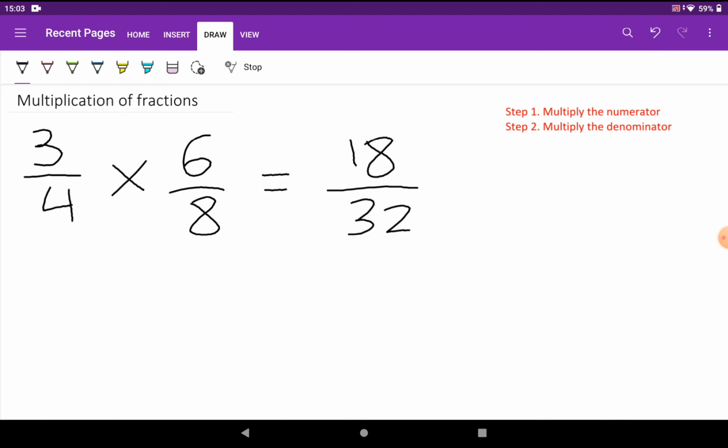This fraction can also be simplified slightly if you divide the top and bottom by 2. With fractions, whatever you do to the top, you've got to do the same to the bottom. So we get 9 divided by 16, as we divide them both by 2. So that's that example. Moving on, let's go for the next example.